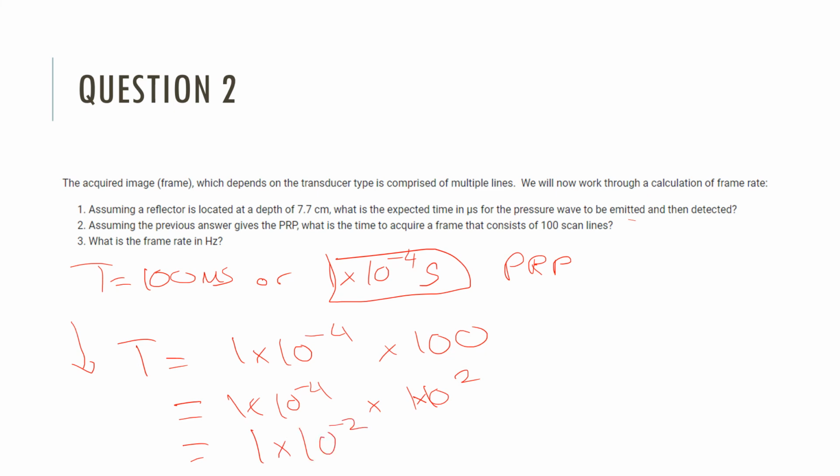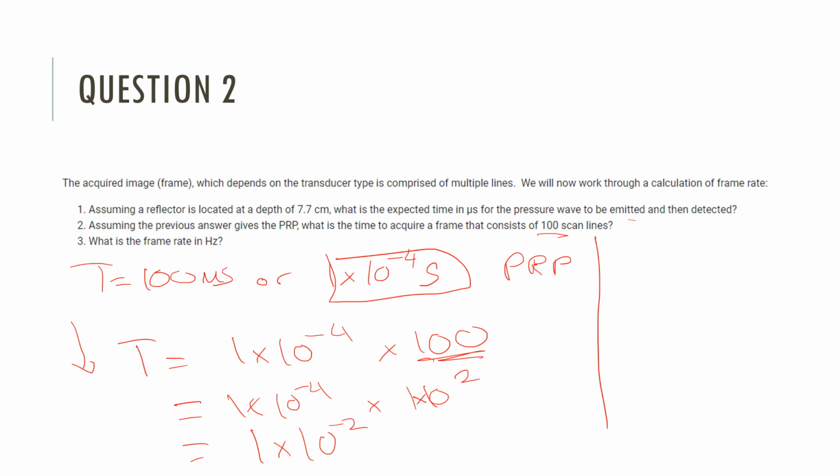So that's how much time it's going to take to create one complete frame consisting of 100 scan lines. Literally all we did was take the time it took for one line. How many lines are there? There's 100, so we just multiply the time it took for one line by 100. That gave us 1 by 10 to the negative 2. So this gives us how long it's going to take to create the frame.